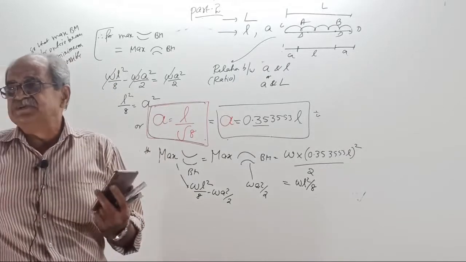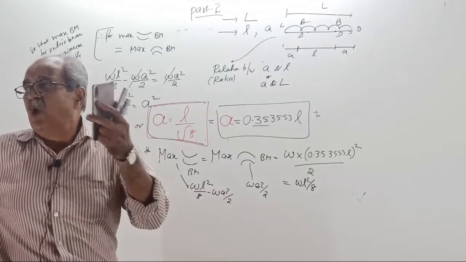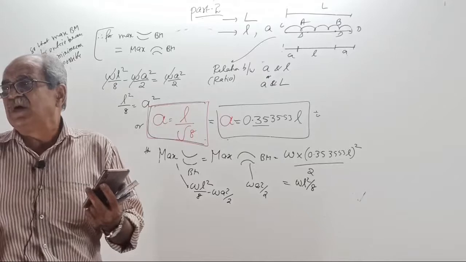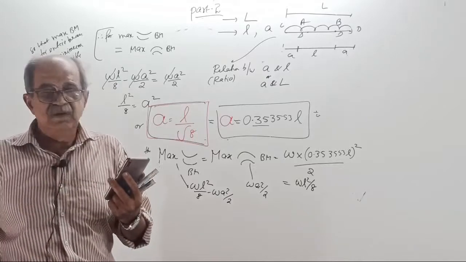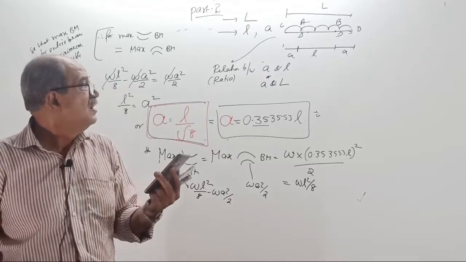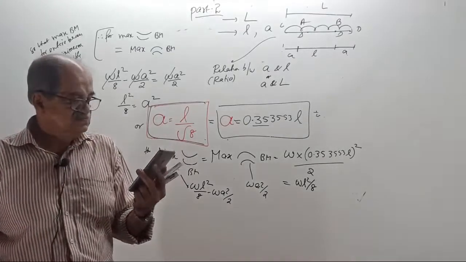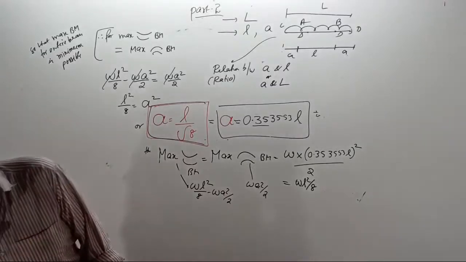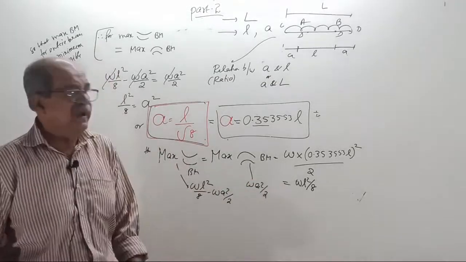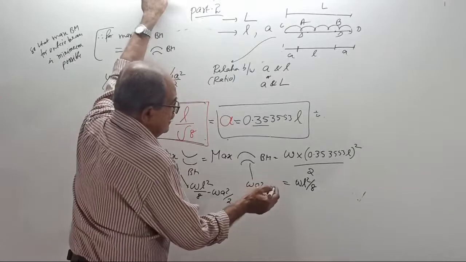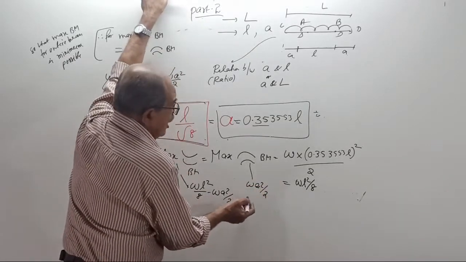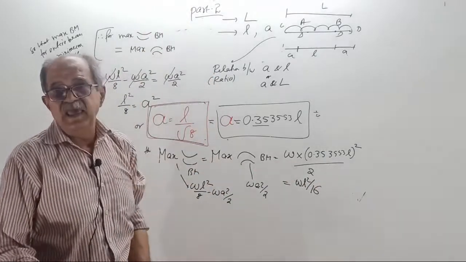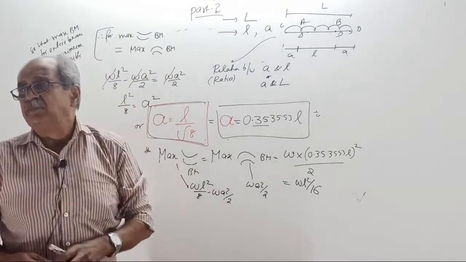Full span simply supported, 400. Then the most economical case came when the maximum BM, sagging and hogging, both are equal. How much I told? I told 200. If you remember, half. So remember, this is WL square by 8, and this is how much? This is WL square by 16. Clear? That is half of WL square by 8.